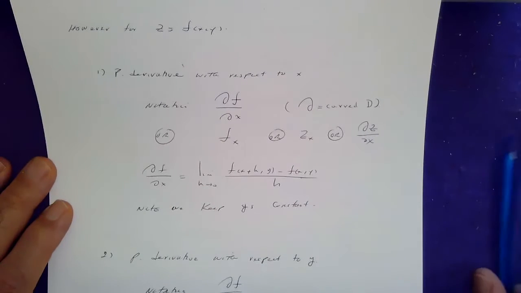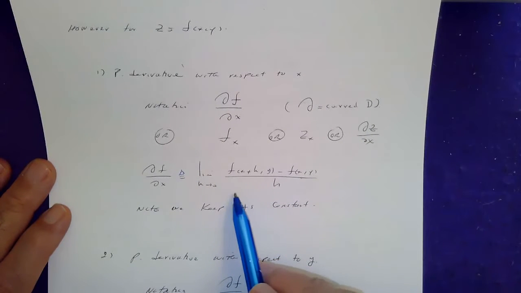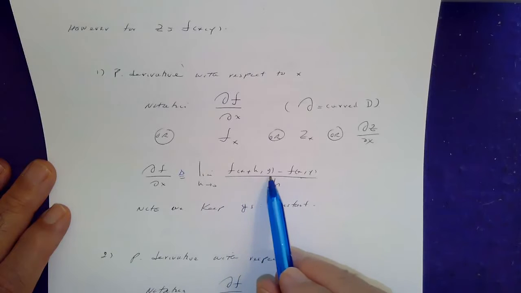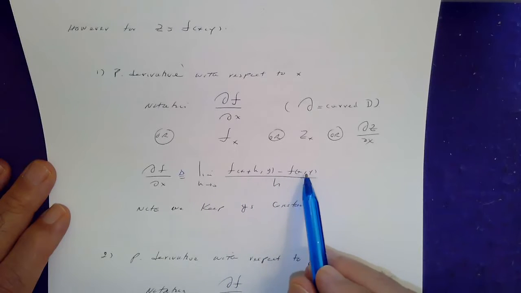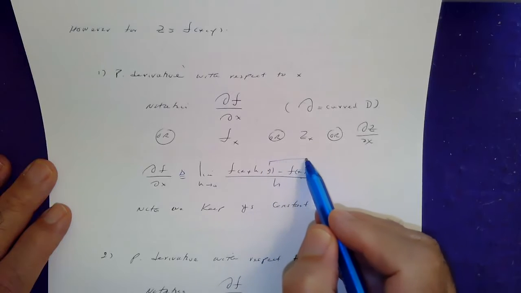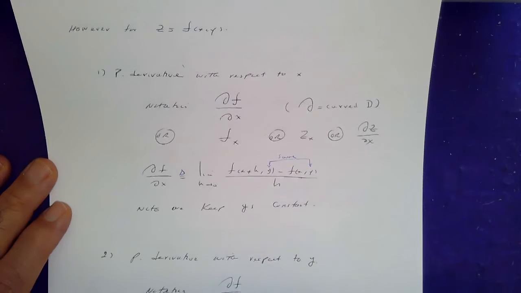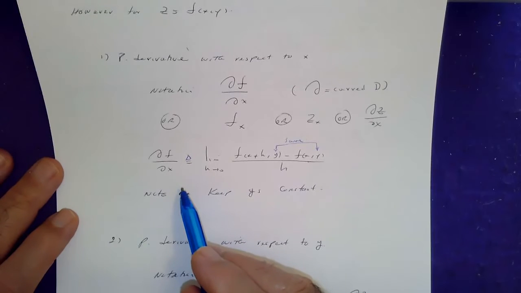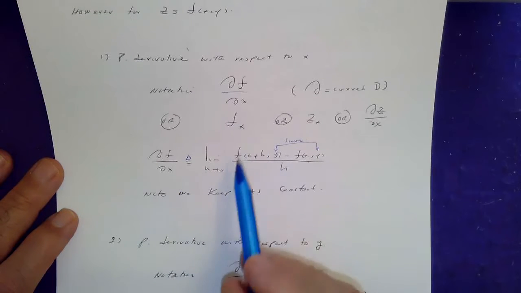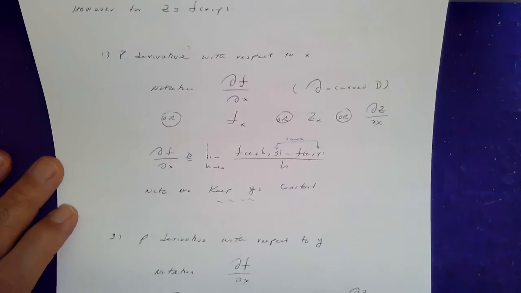But by definition, the partial derivative of f with respect to x is the limit of f of x plus h, y, minus f of x y, over h. By definition, notice the y pretty much stays the same. So what does that mean? That means when we take the partial derivative of a two-variable function, we keep y constant.